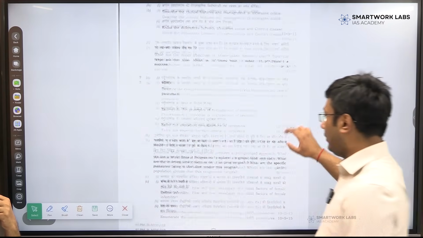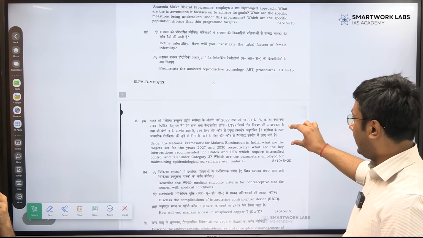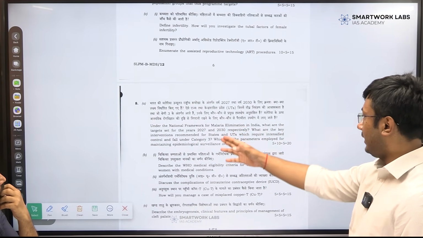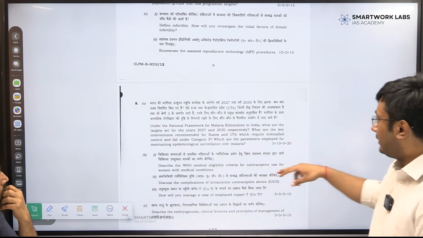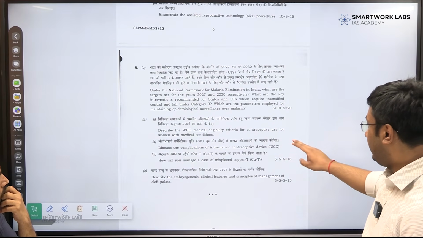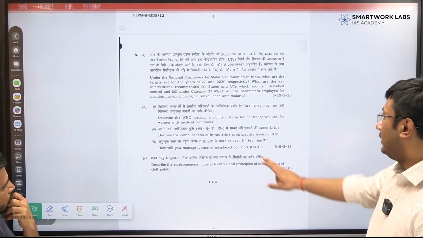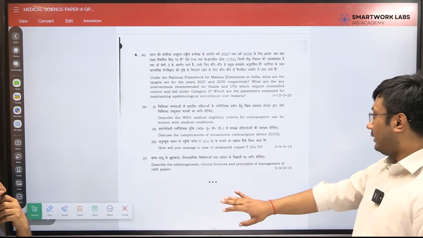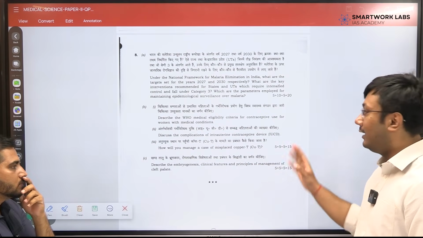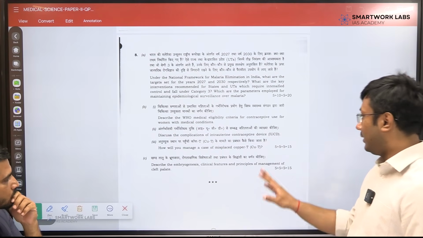So moving to the last question, that is question number 8. See, the national framework for malaria elimination has been asked. 27, 23 respectively. And if we see the surgery question related to it, it was that of cleft palate. Cleft palate is part of syllabus, it has been mentioned, but it has not been asked very frequently. But this year they have asked a specific question related to it.